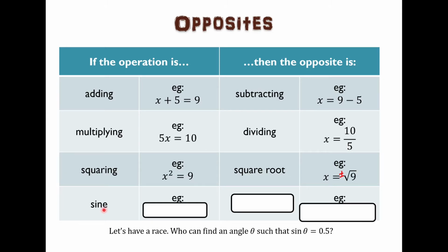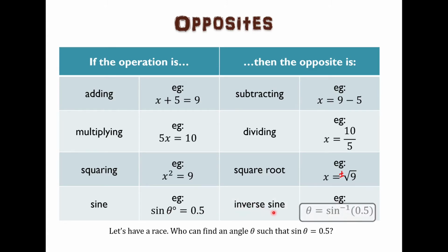What about if I've got sine? If I know that the sine of some angle is 0.5, what is the opposite of sine? Well, I haven't taught you that yet, but I'm going to tell you we have a name for it. If you know what the sine of an angle is, let's say 0.5, you can figure out that unknown angle by doing the inverse sine. In other words, we write it like this. If you know that sine of an angle is 0.5, for example, then the angle is the inverse sine of 0.5.